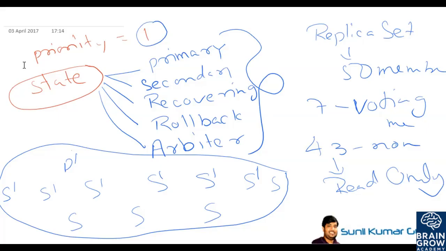Okay, in the next lecture I'll tell you how we can write a configuration for making a member priority 0 or 1 so that it can take part in the election. So see you in the next lecture.